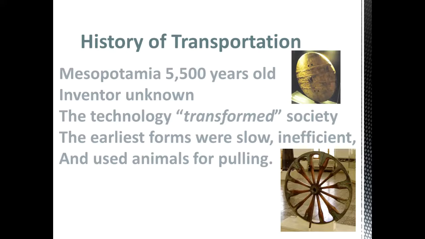Wheeled vehicles appeared later in various forms or areas across the Middle East and Eastern Europe. The technology spread quickly, transforming society as it went. Carts and wagons eased the burden of daily tasks like hauling water, timber, and food. They also allowed people to travel over land with relative ease, turning the continental plains into a pathway for trade, migration, and cultural connections. The earliest forms used animals to pull vehicles.